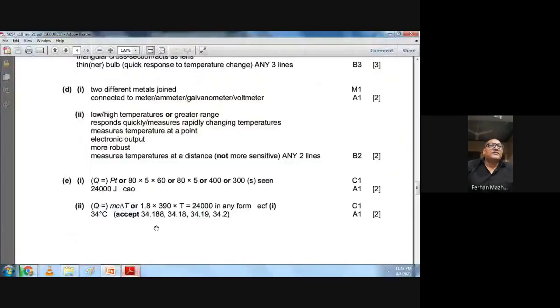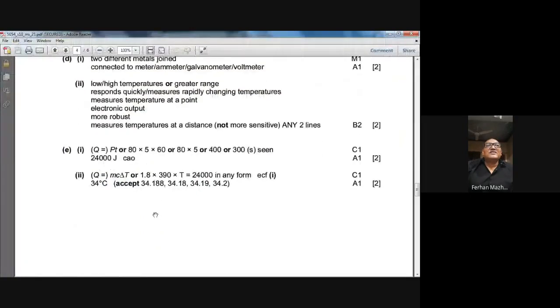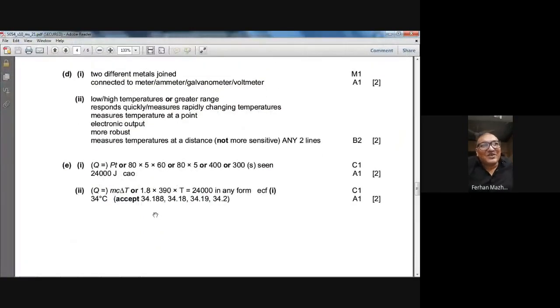So there are so many good things about the thermocouple. Low, high temperature or greater range, responds quickly, measures rapidly changing temperatures, measures temperature at a point, electronic output, more robust. It's more robust. You can take it anywhere. Measures temperature at a distance.